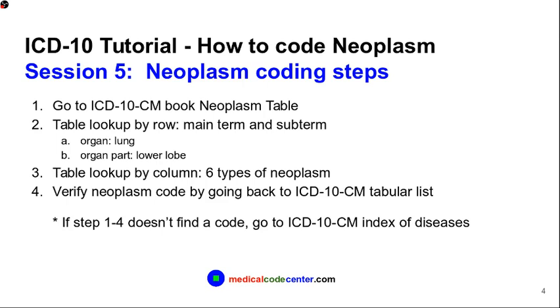There's a note here: if steps 1 to 4 don't find the code, you go back to the ICD-10 CM index of diseases. This is really important. Sometimes you cannot find a code in the neoplasm table. In that case, you go to the ICD-10 CM index of diseases to find the code.